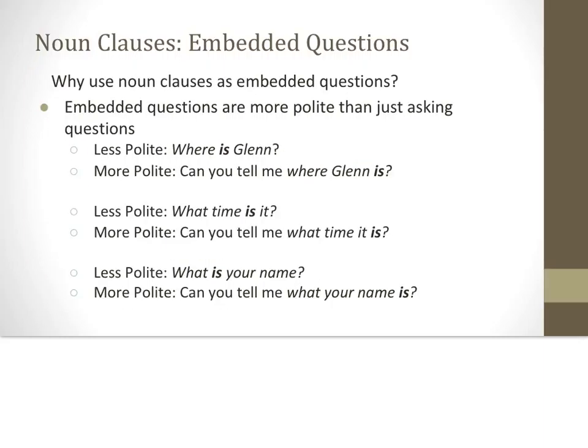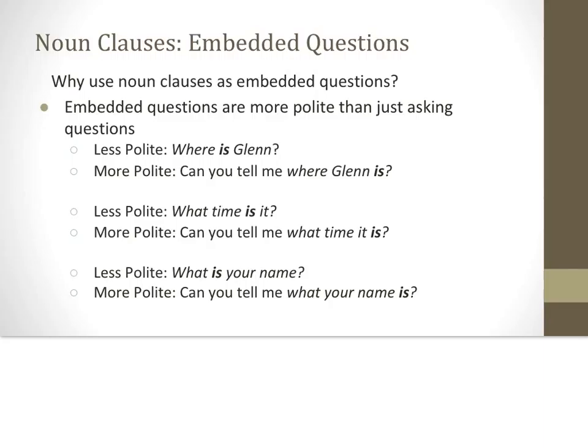When we use noun clauses as embedded questions, we can put them into questions starting with, can you tell me, followed by the embedded noun clause. The following examples show the difference between regular questions and more polite questions that have embedded noun clauses. In the second example, it's common to ask, what time is it, to people you know very well, such as your friends. However, it is much more polite to ask, can you tell me what time it is, to an acquaintance or someone you don't know very well.